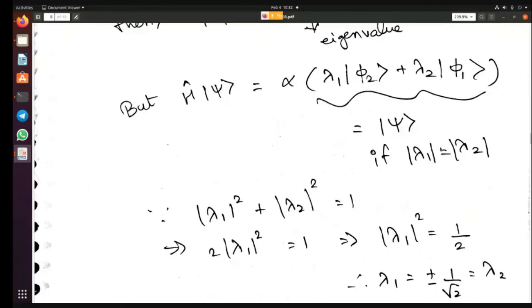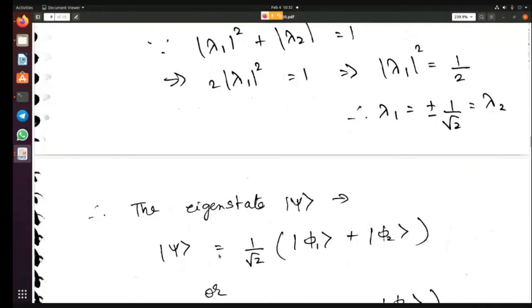Okay, and then the second condition is lambda 1 square plus lambda 2 square is 1. So we are assuming that lambda 1 is equal to lambda 2, so we can put 2 lambda 1 square equal to 1. So lambda 1 square is half. So lambda 1 turns out to be plus or minus 1 by root 2, and this is the same as lambda 2. So this way we have now found these numbers.